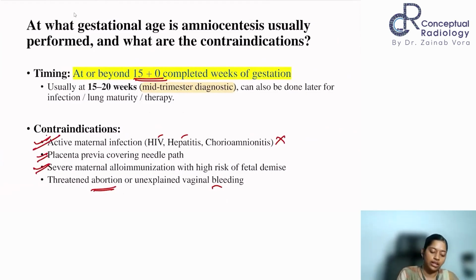So basically, these are relative contraindications. If the patient is having an infection, or you are not getting a window, or the patient is experiencing a problem like vaginal bleeding, leaking, or a lot of pain, a threatened abortion, then we would not do the investigation.